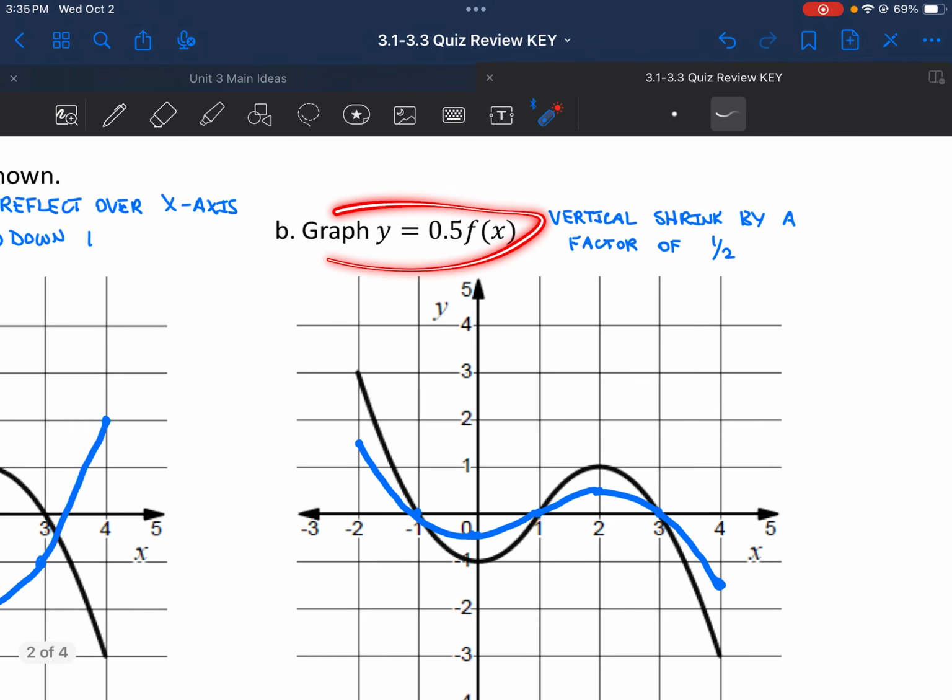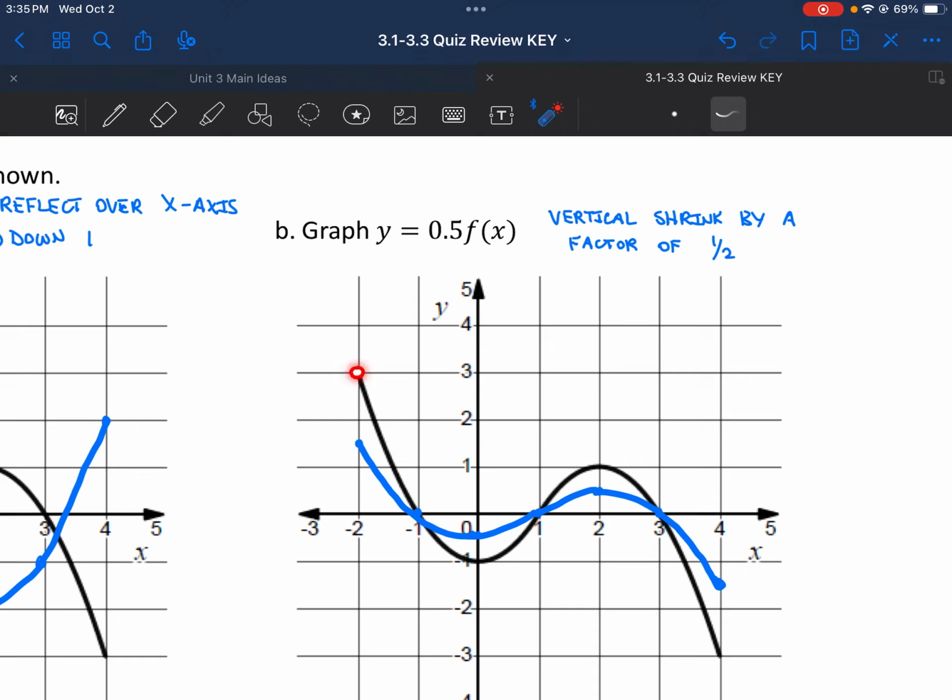All right. Part B, graph y equals 0.5 times f of x. So we're multiplying a constant to a function. That's a vertical stretch or shrink. If the number you're multiplying by is between 0 and 1, it's going to be a vertical shrink. So 0.5, that's the same thing as 1/2. So this is representing a vertical shrink by a factor of 1/2. All that really means is on our original graph, we look at the y values and we multiply our y values, our function values, by 1/2.